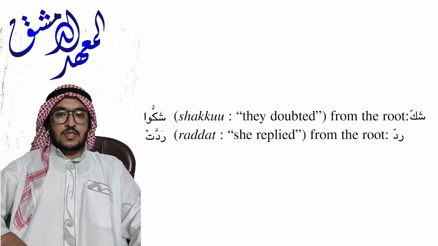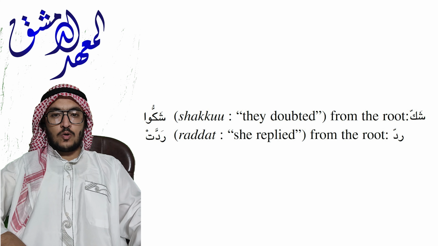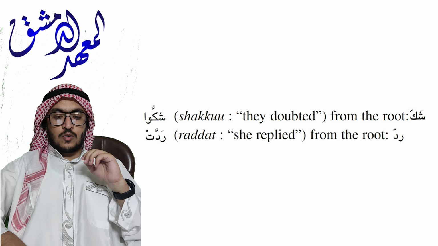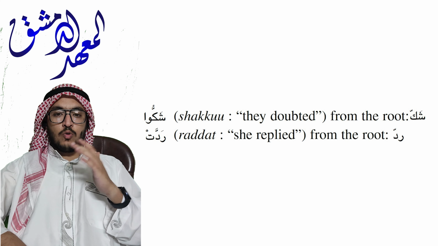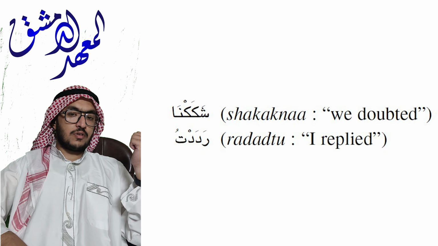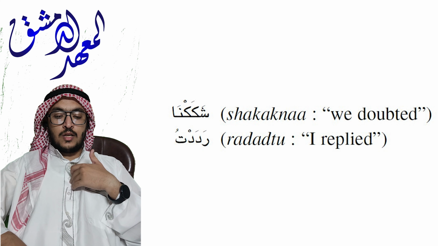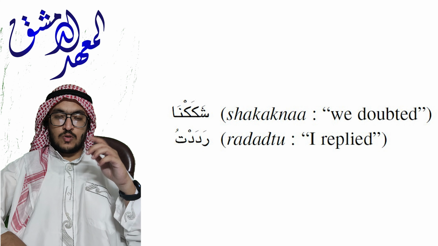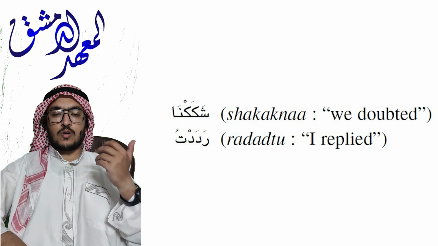However, the past tense verb pattern katabna, we wrote, has a sukoon over the third root letter. So in a doubled verb, the second and third root letters would be written separately in this pattern. Shakkakna, we doubted. Raddattu, I replied. The same rule applies to the present tense. You can look back at the first video if you need to remind yourself of the patterns of the regular verbs.